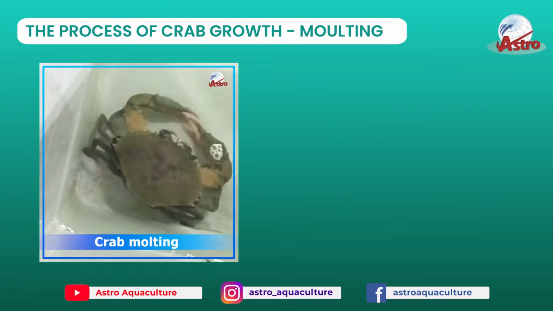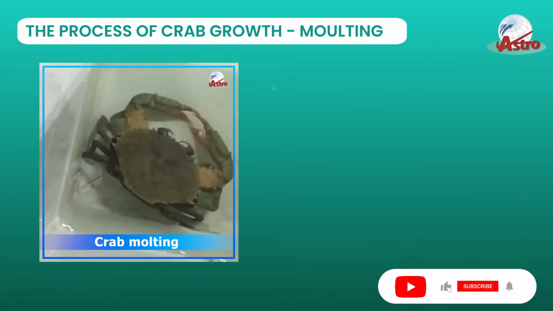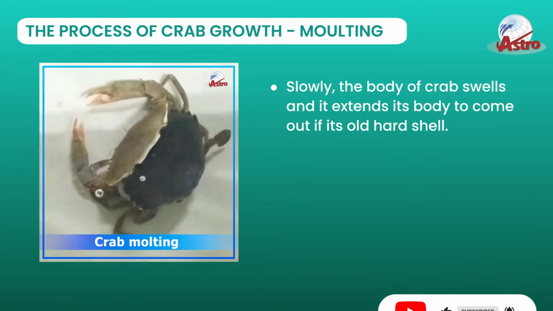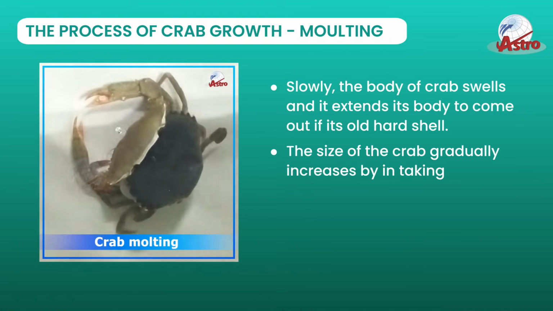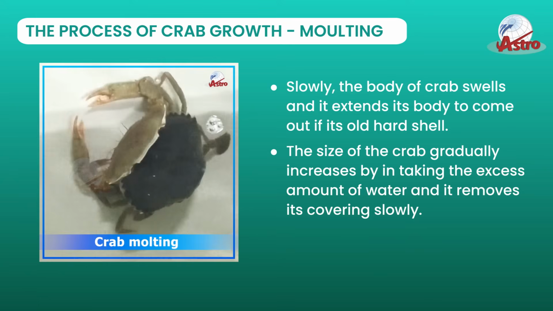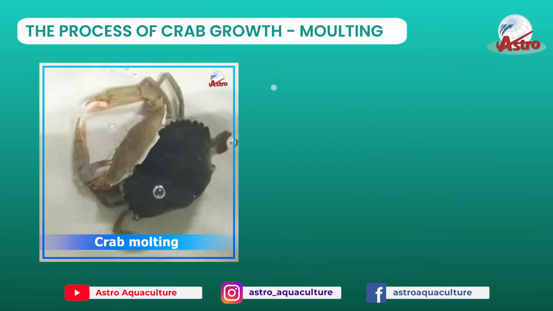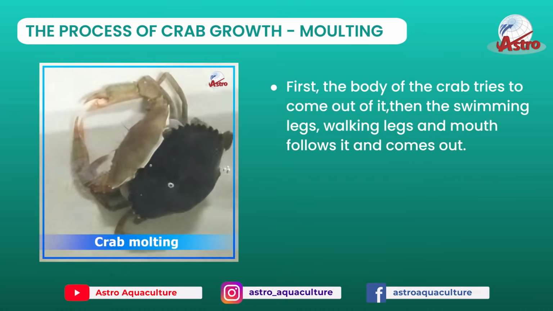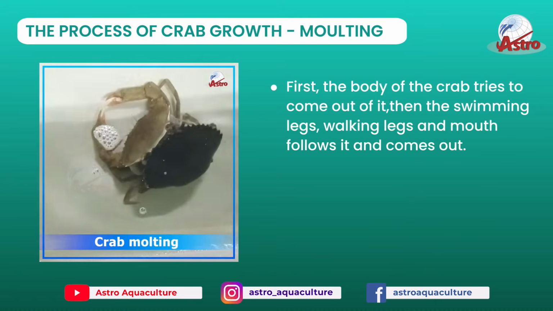To know more about molting, here we provided a video for you taken from our farm. Slowly, the body of the crab swells and it extends its body to come out of its old hard shell. The size of the crab gradually increases by intaking an excess amount of water, and it removes its covering slowly. First, the body of the crab comes out of it, then the swimming legs, walking legs and mouth follow and come out.